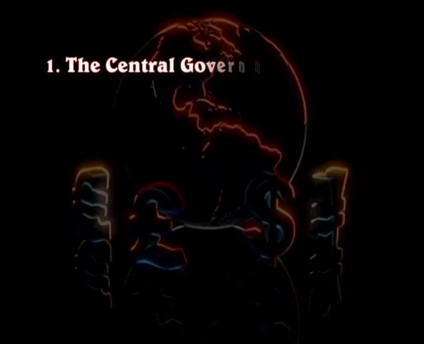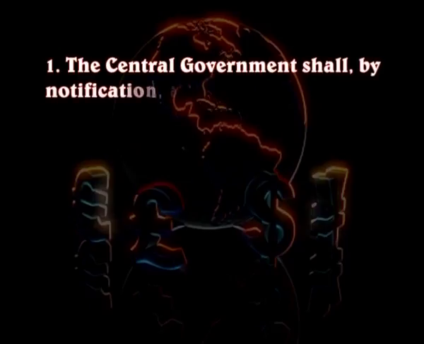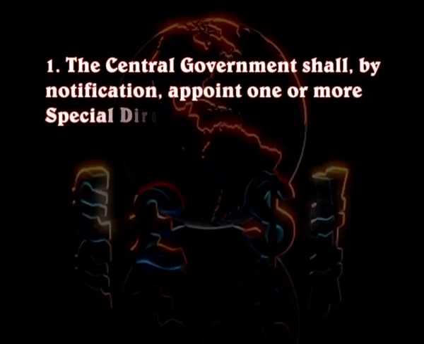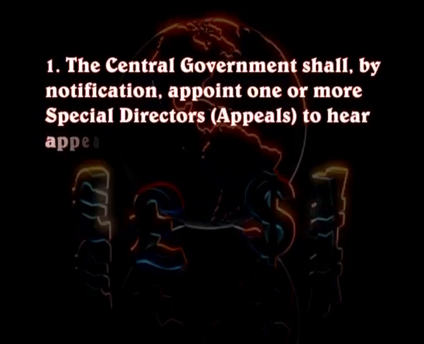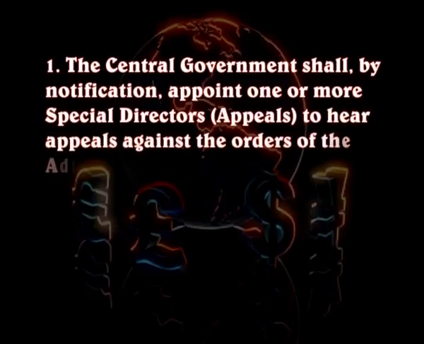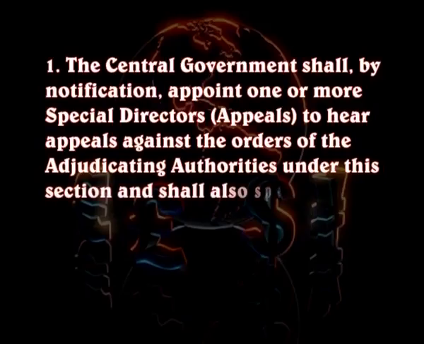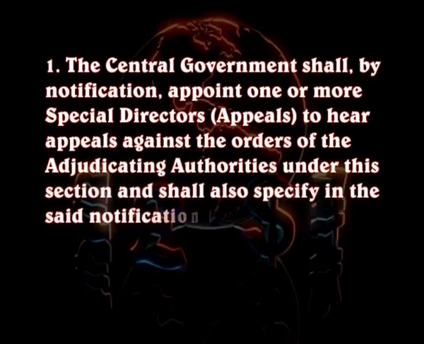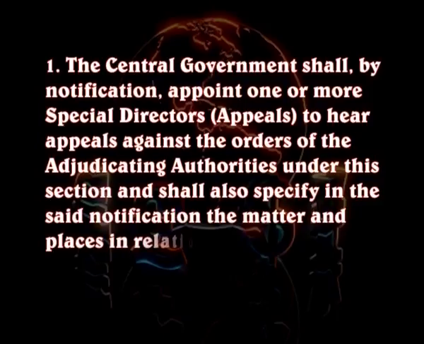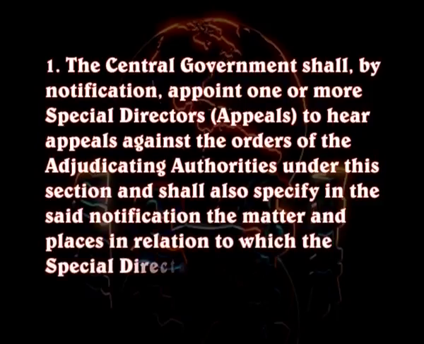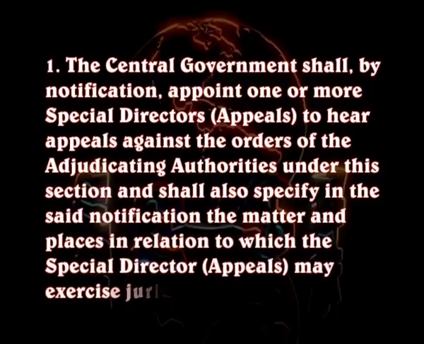1. The central government shall by notification appoint one or more special directors, appeals, to hear appeals against the orders of the adjudicating authorities under this section, and shall also specify in the said notification the matters and places in relation to which the special director may exercise jurisdiction.